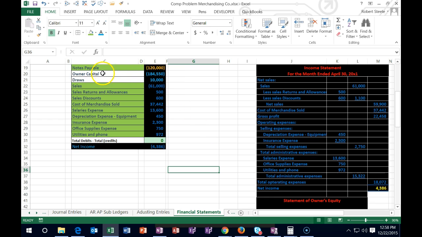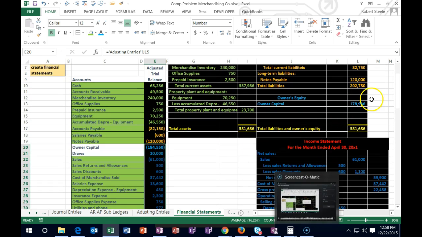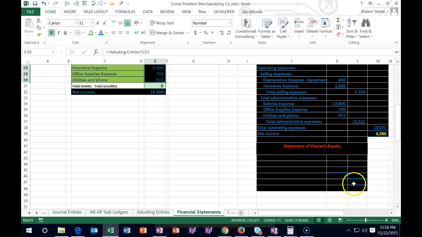So it has to work, and it currently does work. Note that we only have these two that we haven't found a home for now. So in the last statement, we need to find a home for those two numbers. Also, all of these numbers will add up to this, see there, and that's what needs to be here. So that's what we will do on the statement of owner's equity.